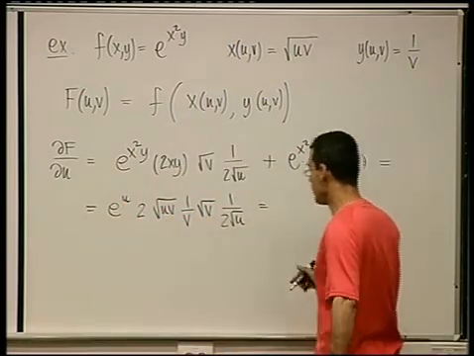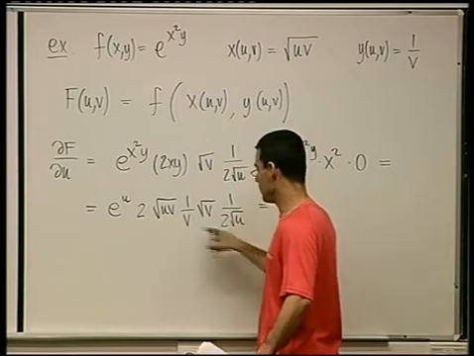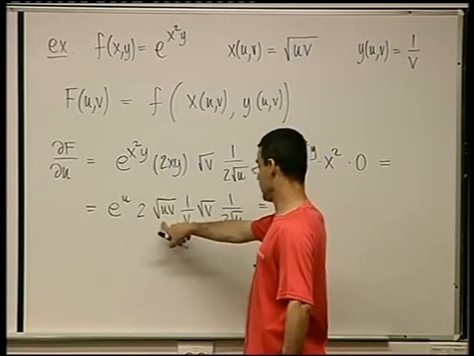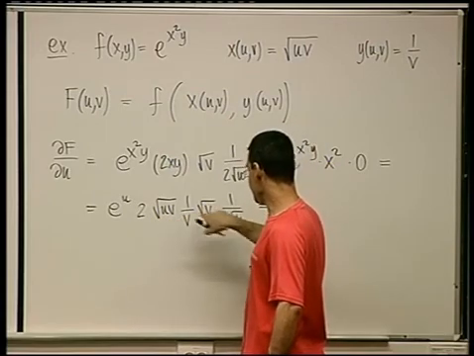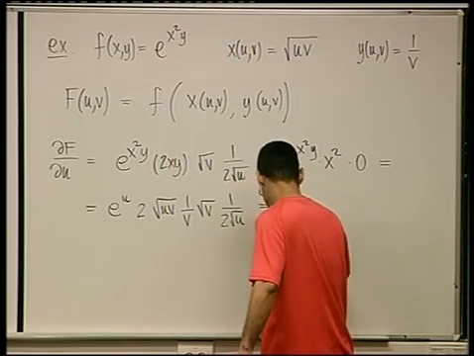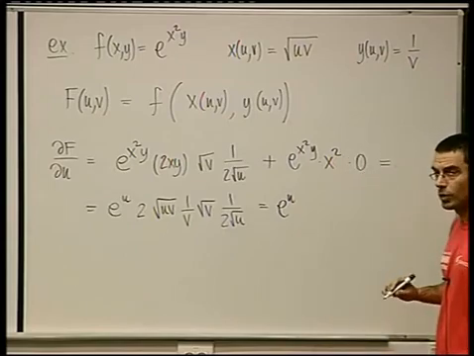And now things should cancel out. The 2 and the 2 cancel. Do you see that? The root u and the root u cancel. The root v and the root v become a v and cancel with the v. So, c'est la vie, all that remains is e to the power u. Do you agree?